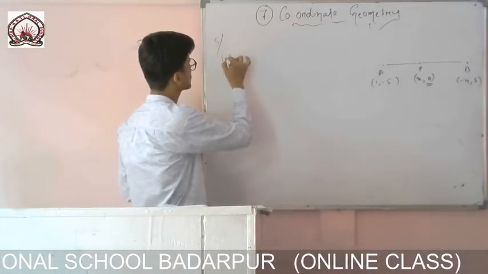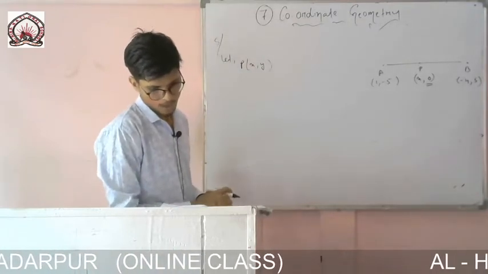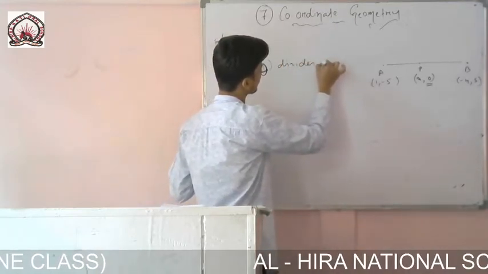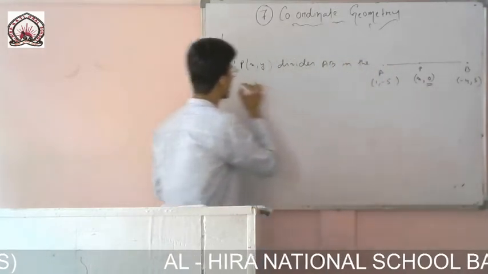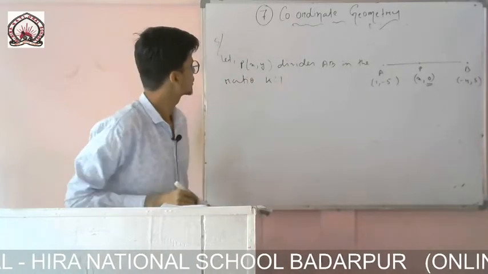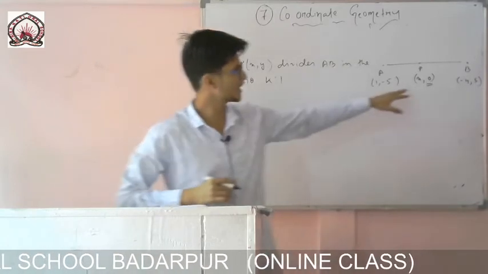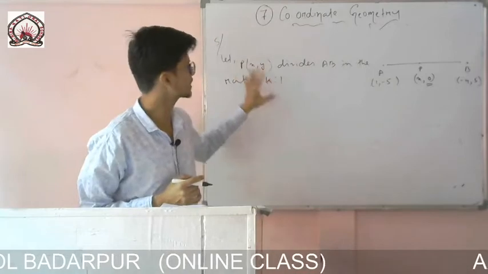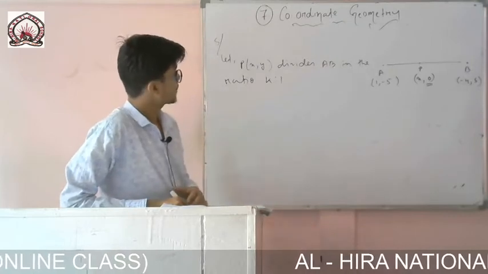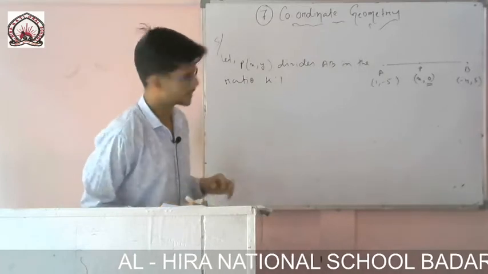So you write like this: let P x comma y, first of all we will take it as it is. So P x comma y divides AB in the ratio k is to 1. We will not take x is to 1 now, okay, later on we will take it. While taking the coordinates, we will take it as it is there. So let P x comma y divide AB in the ratio k is to 1. Then let us find the coordinate of P.